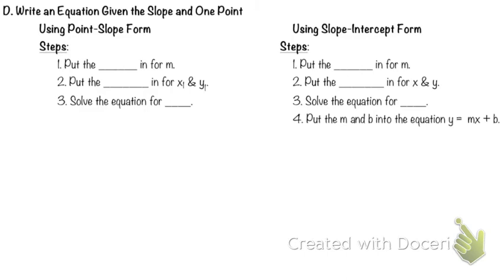So we're going to write an equation given the slope and the point, okay? We're going to use slope-intercept form and point-slope form. I'm going to show you guys how you can actually do this using both forms. There's actually a way you don't have to use point-slope form, but we're still going to practice it, because I want you guys to be able to.